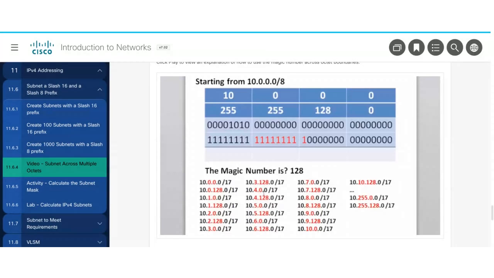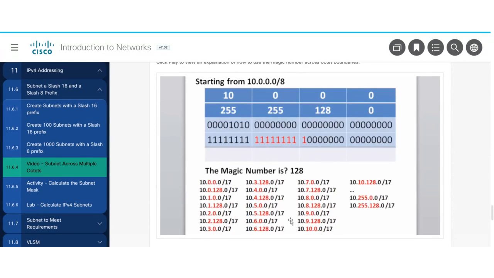If we look below here, we can see our subnets. The first subnet will be the 10.0.0.0/17 subnet, then the 0.128 subnet, then the 1.0 subnet, then the 1.128 subnet. And as you can see, we're iterating through every possible number in the second octet and then going up by 128 in the third octet.